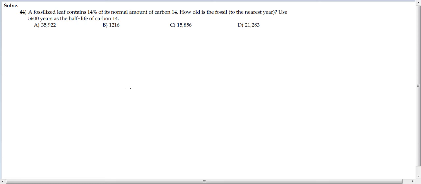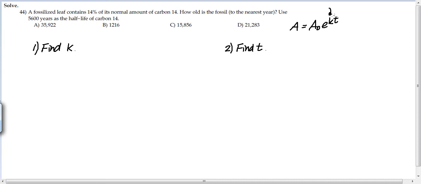Alright, this is one of the tougher problems from the entire class, honestly. We have to do two things. The first thing we have to do is find the decay rate, k, and then we can go find the time t. Remember, these problems start out with A equals A0 e to the kt. So we're going to go find that k value first.